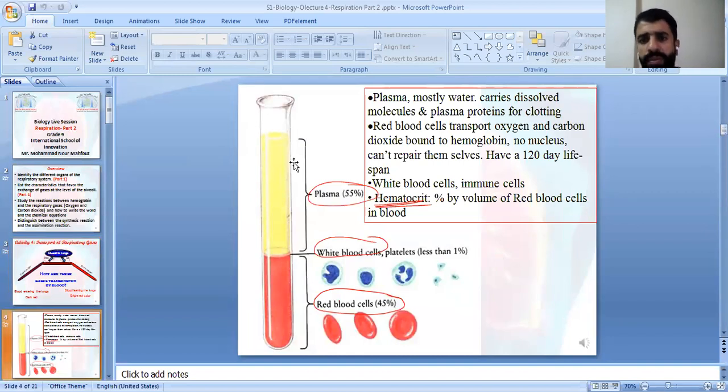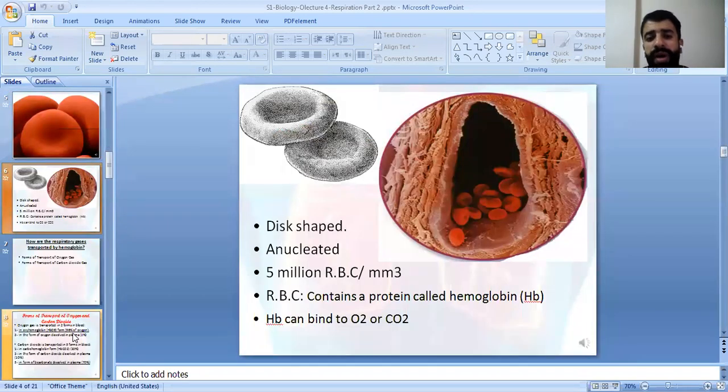We said that plasma is mostly water, it carries dissolved molecules and plasma proteins for clotting, whereas red blood cells transport oxygen and carbon dioxide bound to the hemoglobin. They have no nucleus, they can't repair themselves, and they have a lifespan of about 120 days. Okay, so let's talk here about the white blood cells. White blood cells are called the immune cells, and the hematocrit represents the percentage by volume of red blood cells in blood. The red blood cells are disc-shaped and unnucleated, without a nucleus. There are 5 million red blood cells per cubic millimeter. They contain a protein called hemoglobin, and they can bind to oxygen and carbon dioxide.